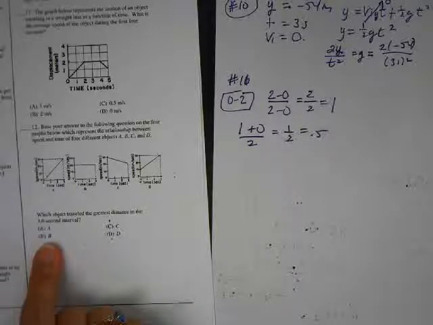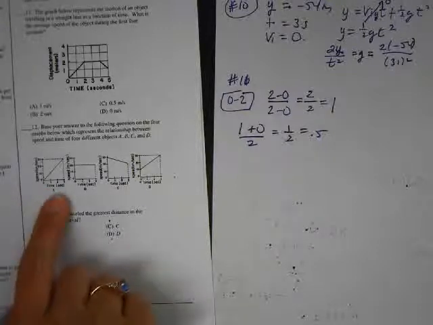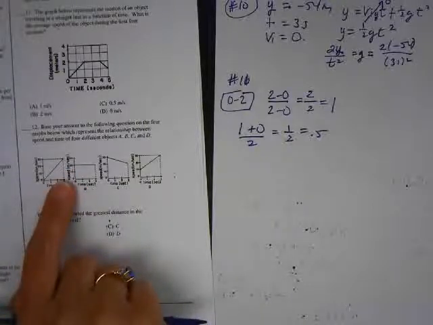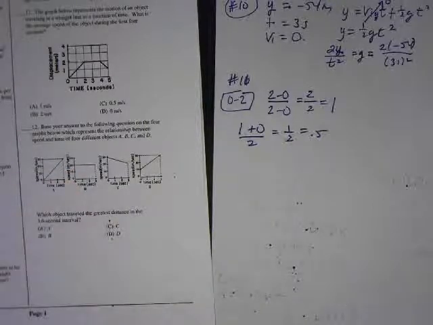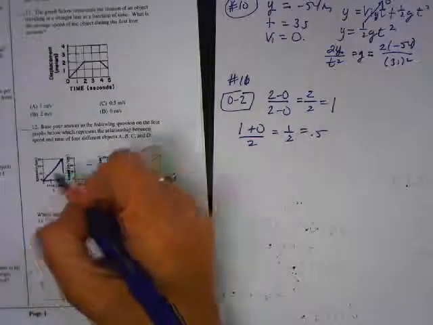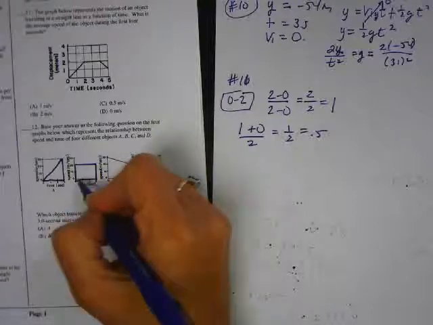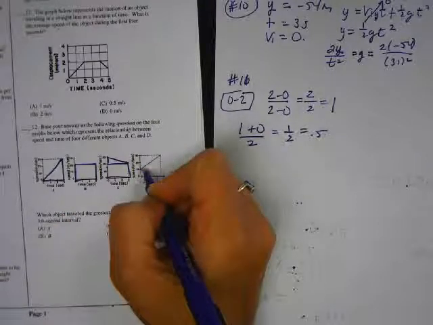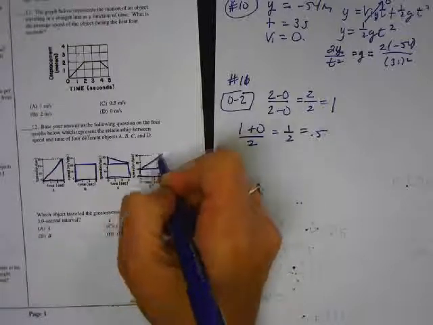Okay, now for number 12, it says base your answer to the following question on the 4 graphs below. And then it says what object traveled the greatest distance. So on a speed versus time graph, the area under the curve is the distance. Now, the area under the curve, this is the curve. So this is a triangle, this is a rectangle, this is a rectangle plus a triangle, and then this is also a rectangle plus a triangle.